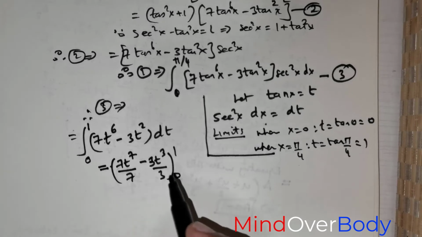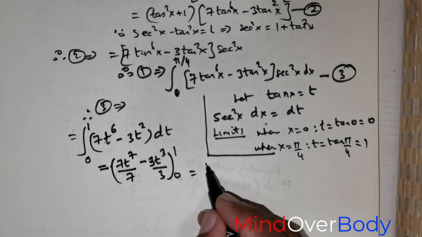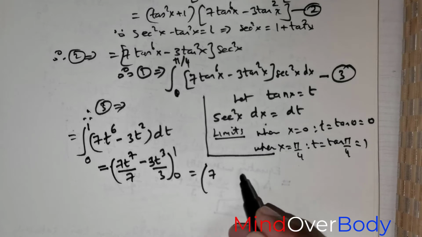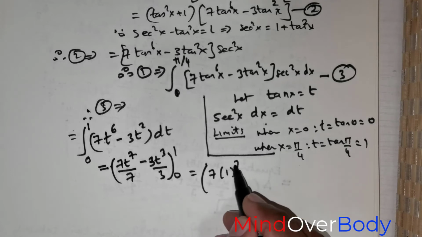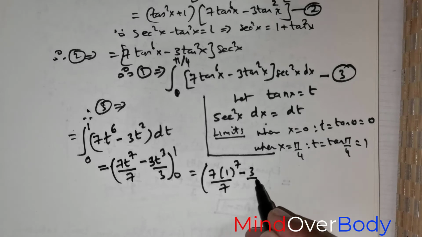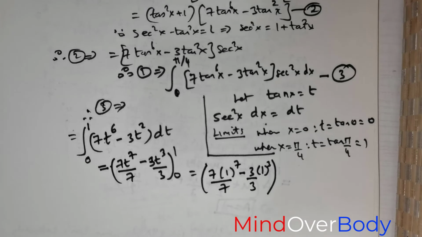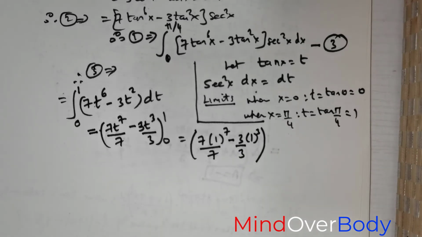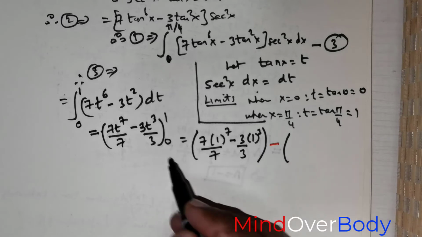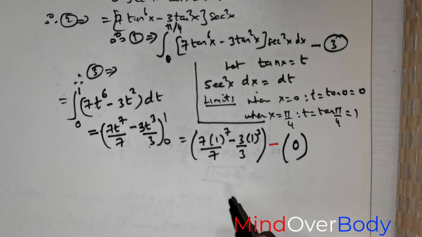Now I'm not going to cancel anything yet, so I just substitute the limits. Upper limit minus lower limit, so it's going to be 7 times 1 raised to the power of 7 divided by 7, the upper limit, minus 3 over 3 times 1 raised to the power of 3. So this is the upper limit, followed by minus the lower limit. For the lower limit 0, everything is 0, so you don't even have to substitute.